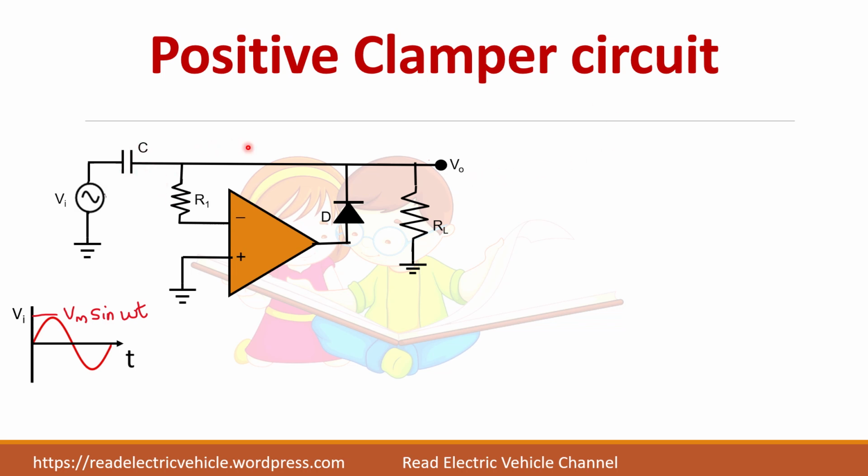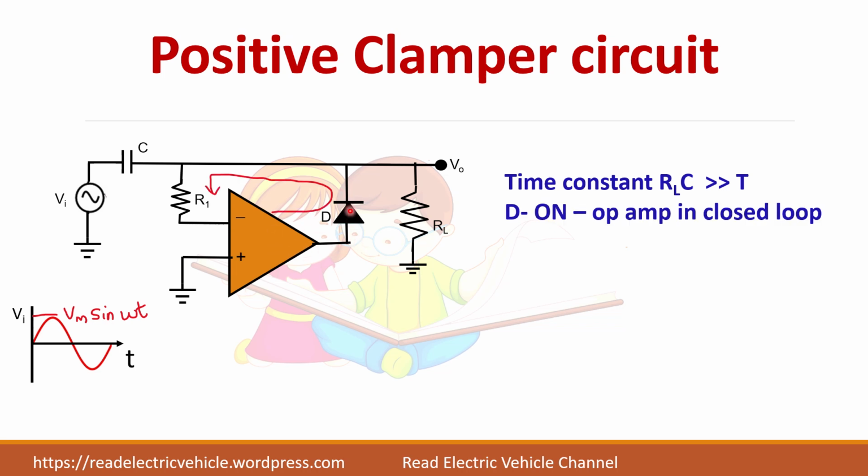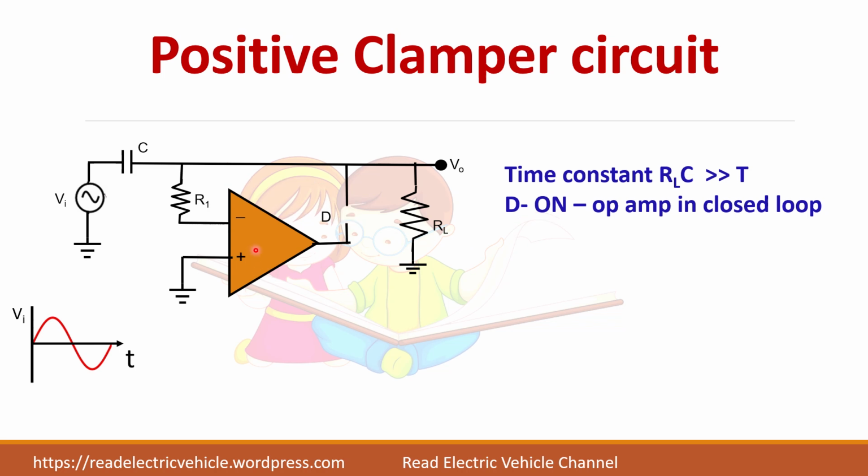Here we have R and C. RC is a time constant, which will determine the charging time of the capacitor. We assume that this time constant is very much greater than the total time period of this sinusoidal waveform. Another thing we have to remember is that the diode is connected in the feedback path of this op-amp. When this diode is on, there will be a closed path and the op-amp enters into closed loop. When the diode is off, the op-amp will enter into open loop mode because there is no feedback path; the path is open.